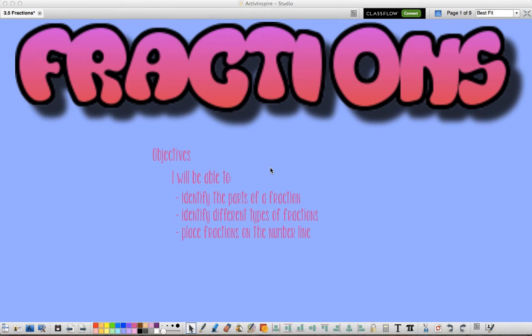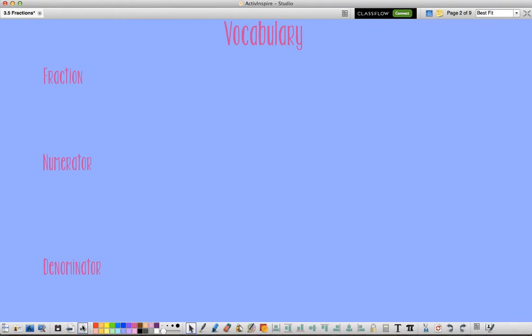Welcome to Lesson 3.5, Fractions. Today we're going to talk about identifying the parts of a fraction, identifying different types of fractions, and how to place fractions on a number line. So first and foremost, we need to go over our vocabulary.